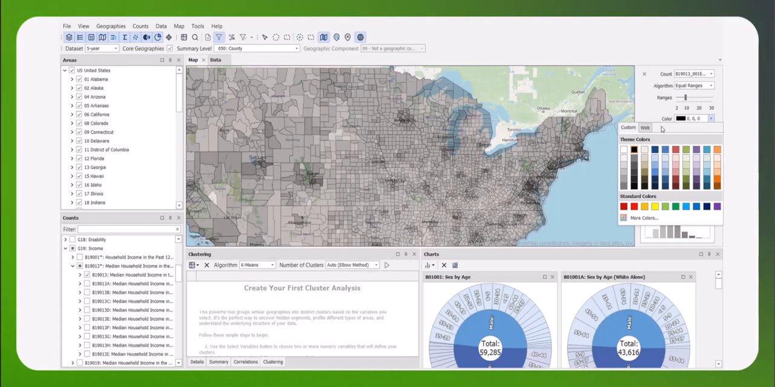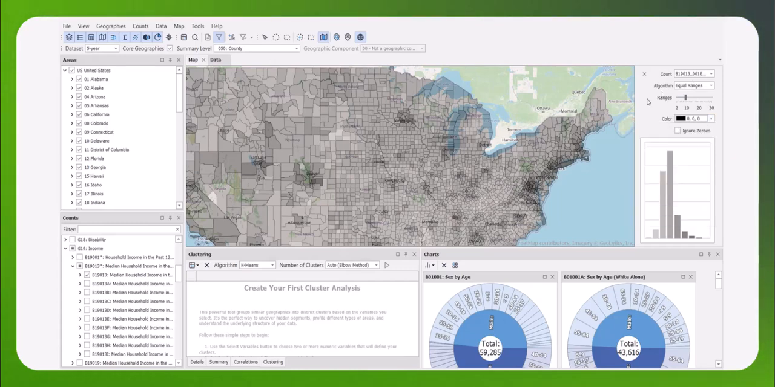So these are the things that you can affect and change when you're looking at our thematic maps and when you're looking at the charts that are associated with it.